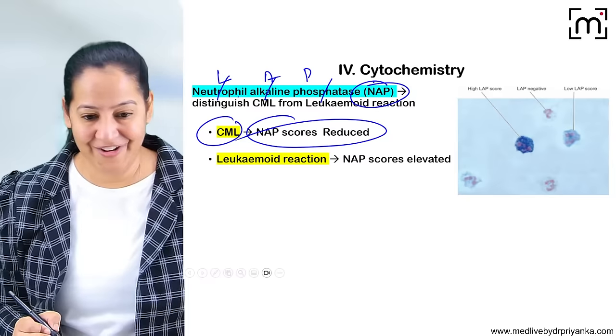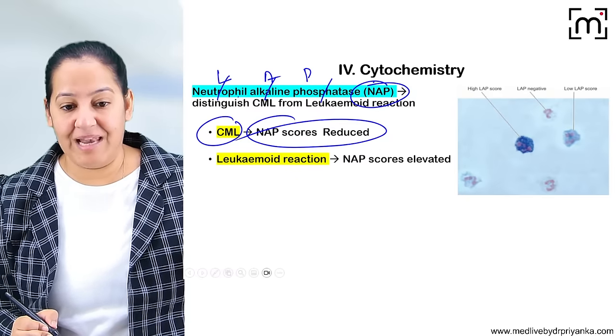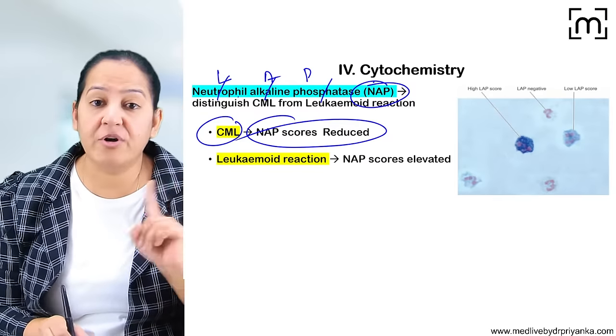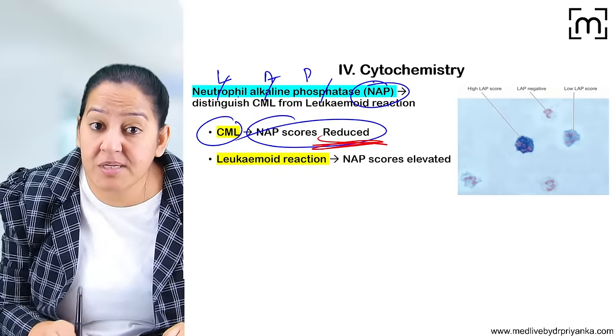Okay. Say yes if you got it. So this is the reason why the NAP or LAP score is reduced in CML. Students learn it, but they don't understand why the NAP or LAP score is reduced in CML. It is not increased. Highlight.